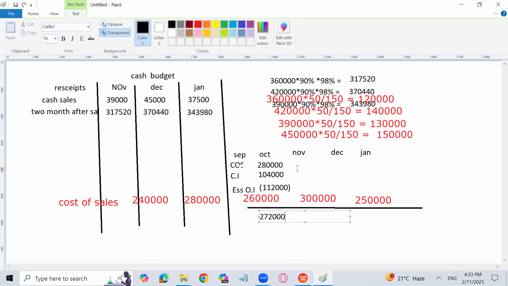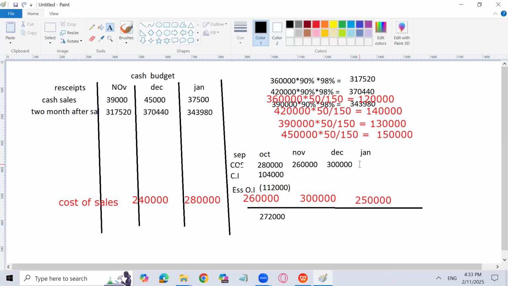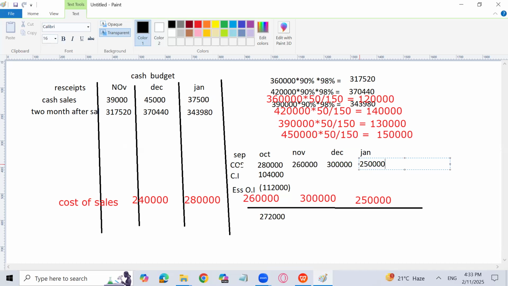272,000. Next, November cost of sales is 2,60,000, right? December cost of sales is 3 lakh and January 2,50,000. Because we have already calculated that, so I'm just writing it down just to make you realize, understand what we are basically doing.